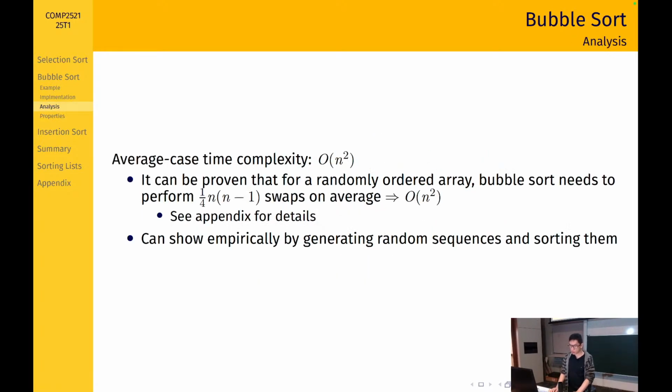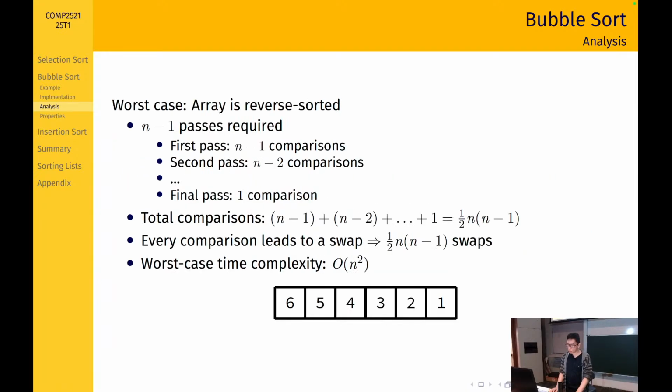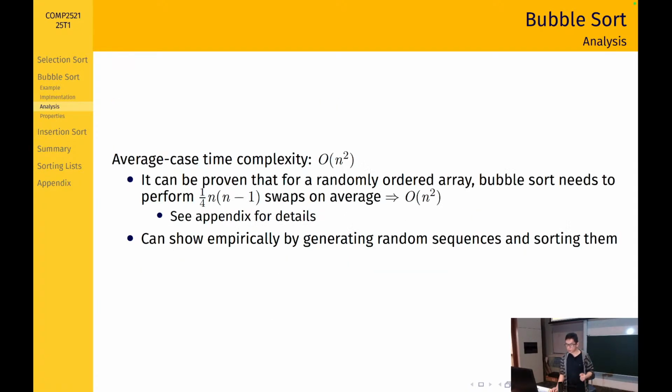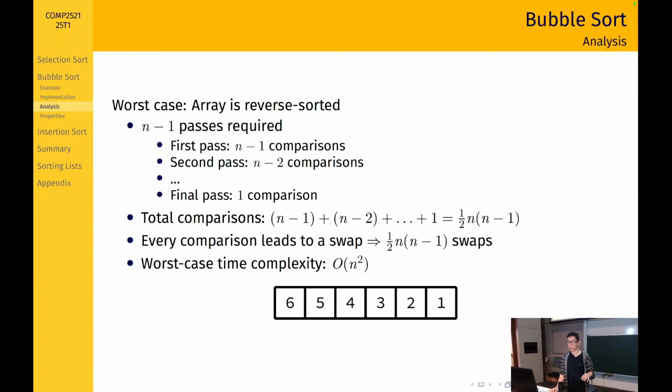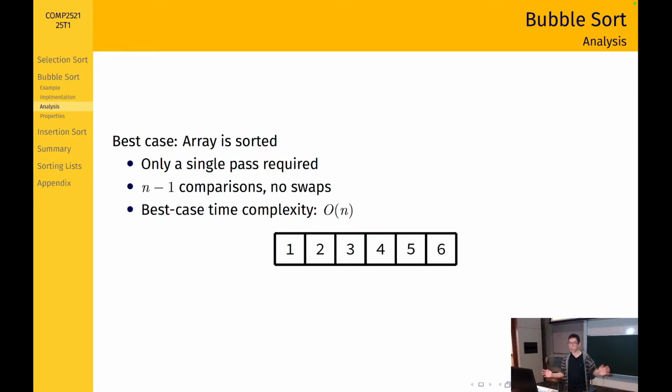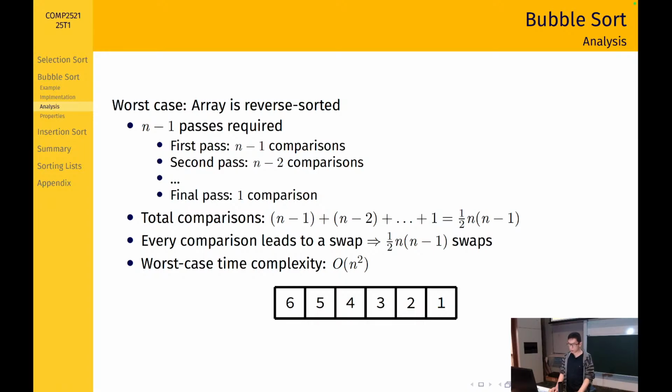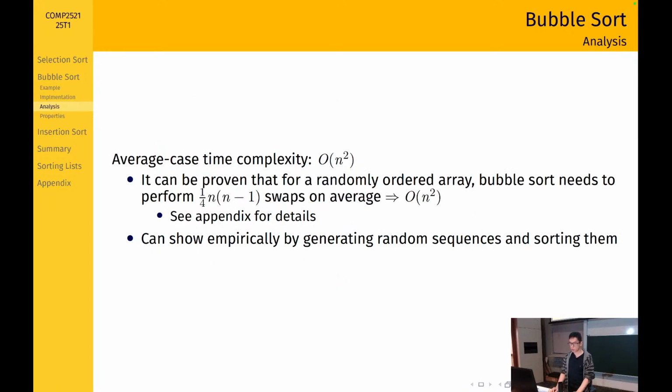Okay, and we saw that bubble sort is adaptive, right? Because in the best case, if the array is sorted, it takes O(n) time, compared to O(n squared) time if the array is reverse sorted or if the array is randomly sorted.